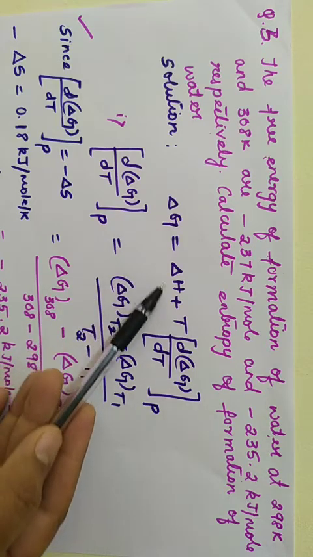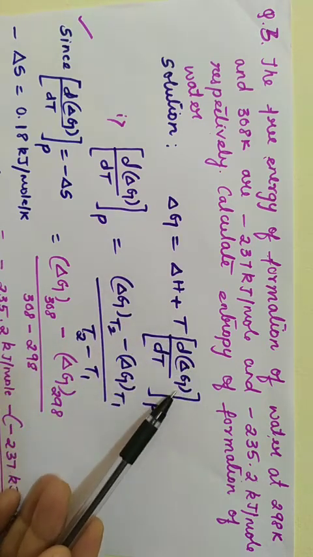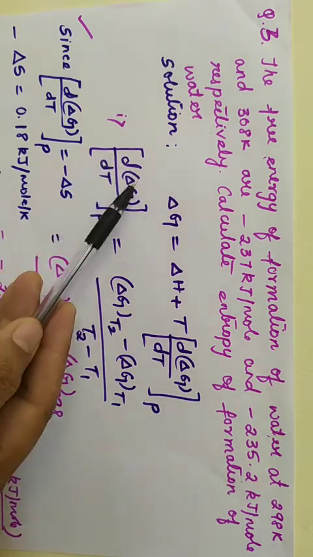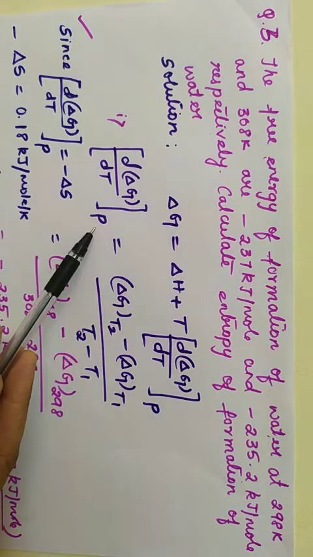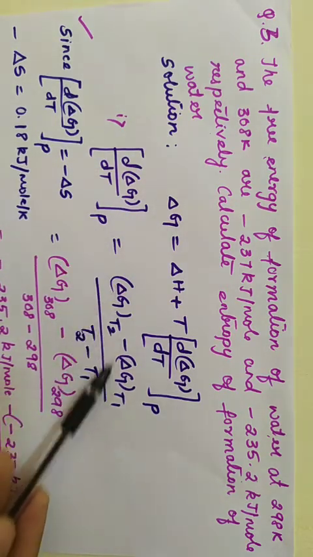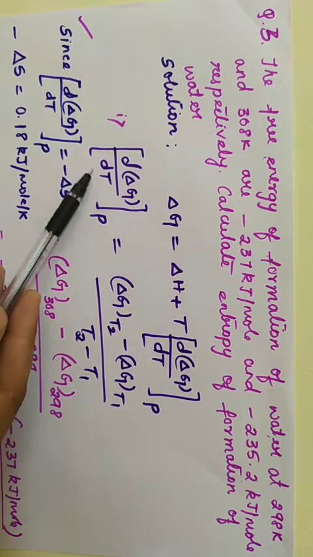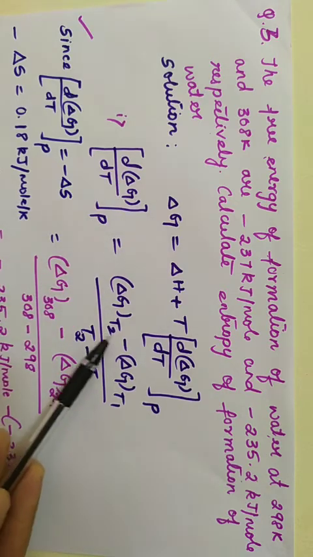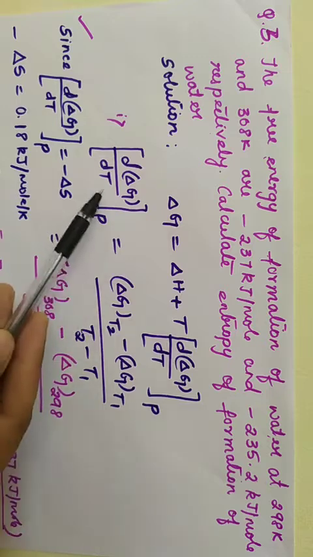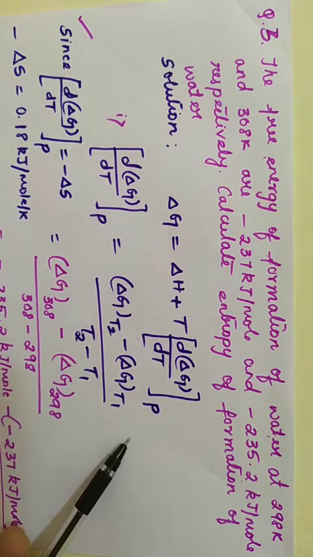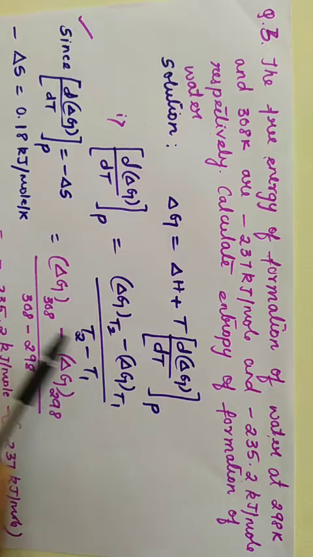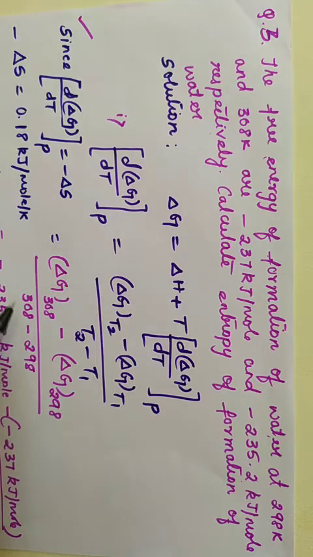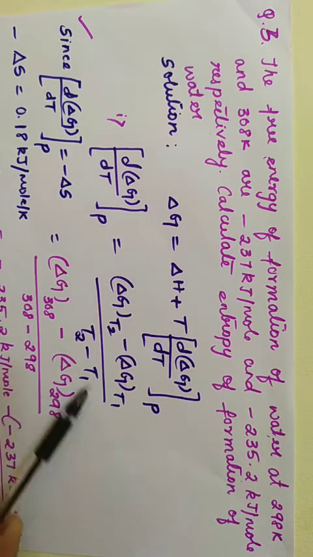So delta G is equal to delta H minus T into d by dT of delta G at constant pressure. Now, d by dT of delta G at constant pressure is nothing but the change in free energy at different temperatures. Delta T means T2 minus T1, and delta G is delta G at temperature T2 and T1. And this expression is written in the expanded form. So T2 is the higher temperature, 308 Kelvin. T1 is the lower temperature, 298 Kelvin. And 308 minus 298, that is T2 minus T1.